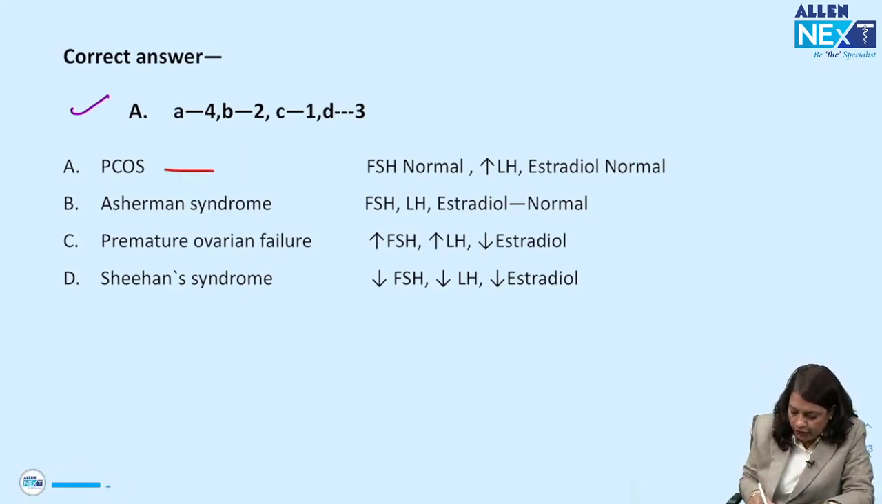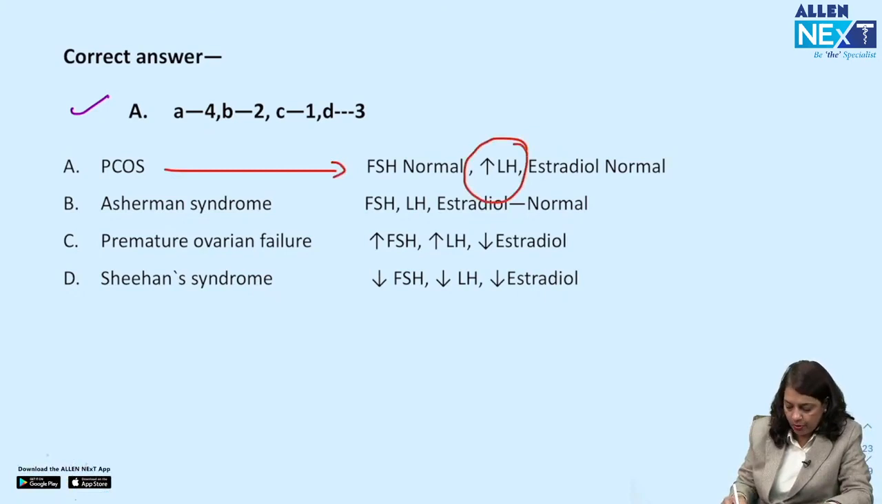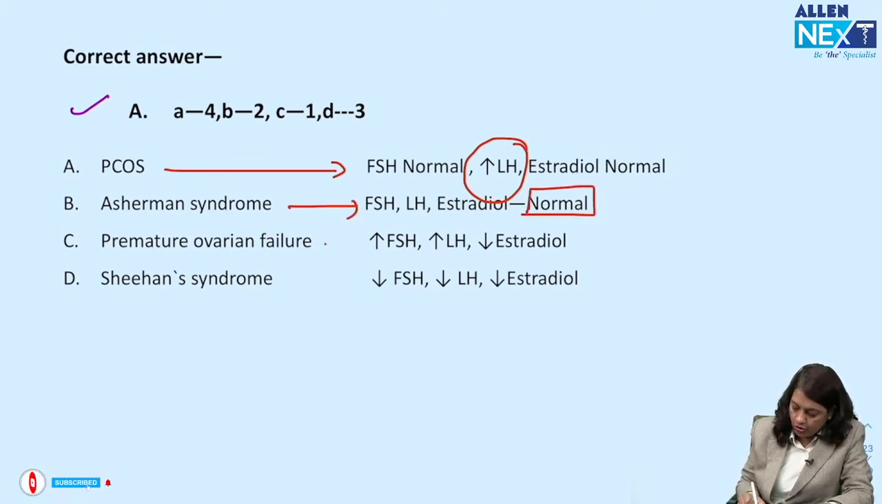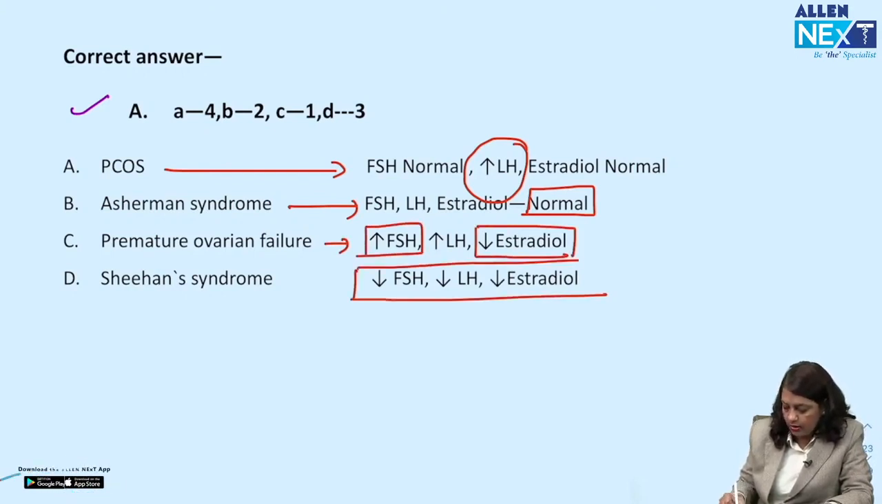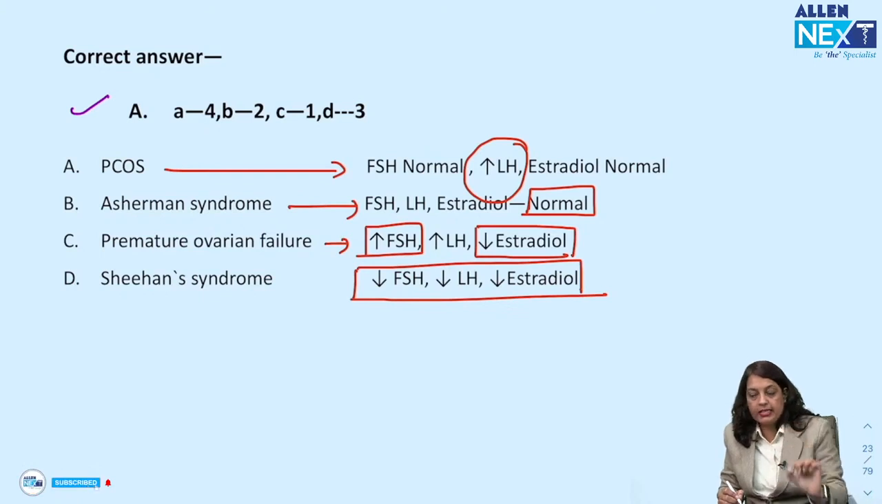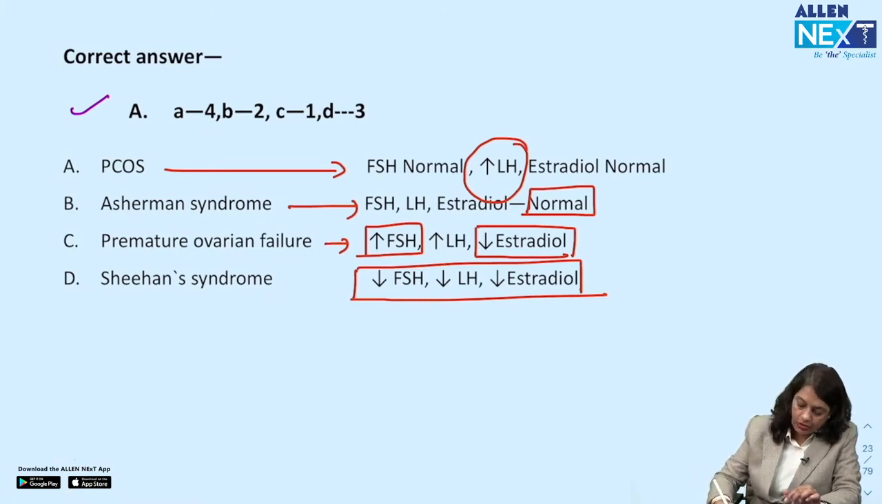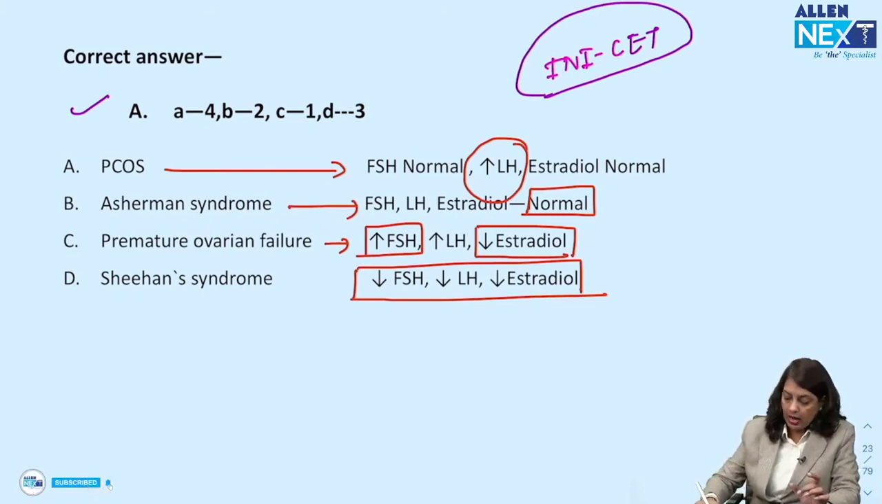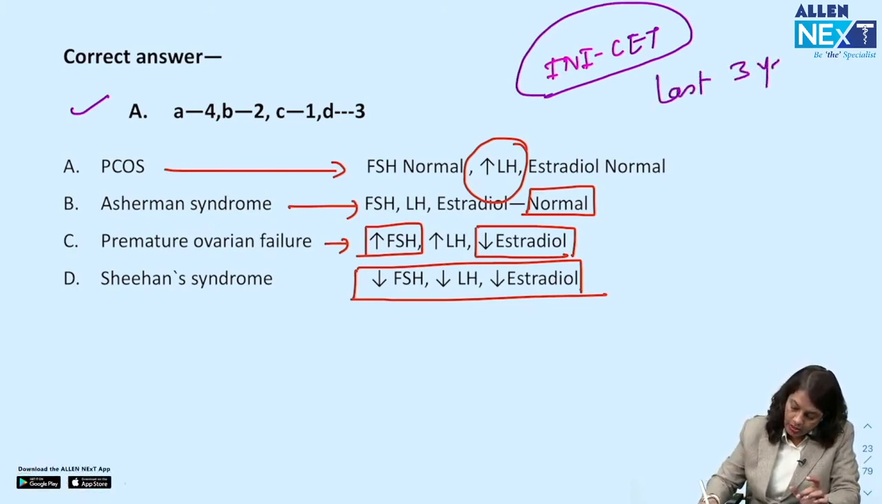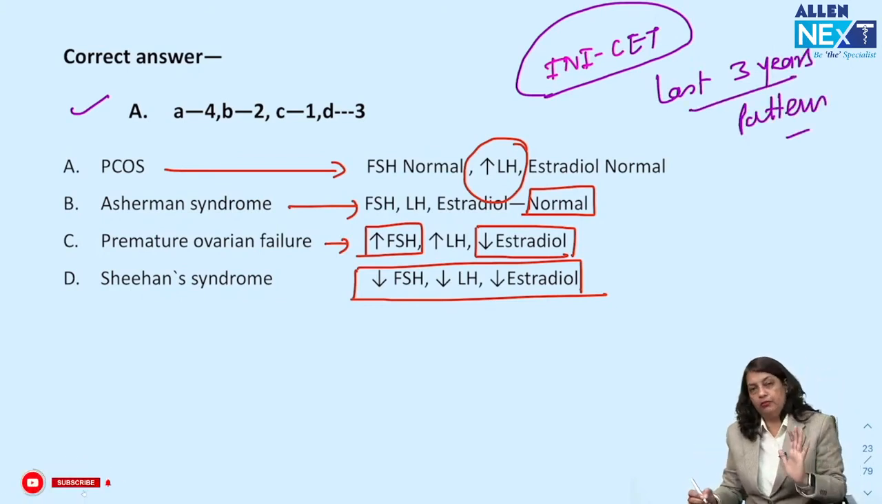PCOS is FSH normal, LH high. This is important. Asherman syndrome is all normal. Premature ovarian failure is FSH high and estradiol down, and Sheehan syndrome is all down. Just to make it easy for you, I have done a match the following. This question has already been asked in the INI CET exam, and I am taking the last 3 years' pattern.